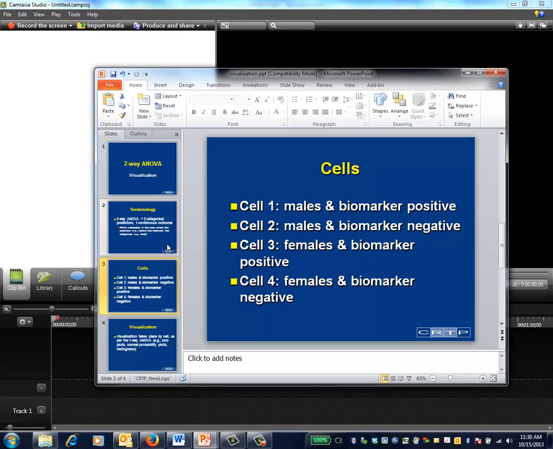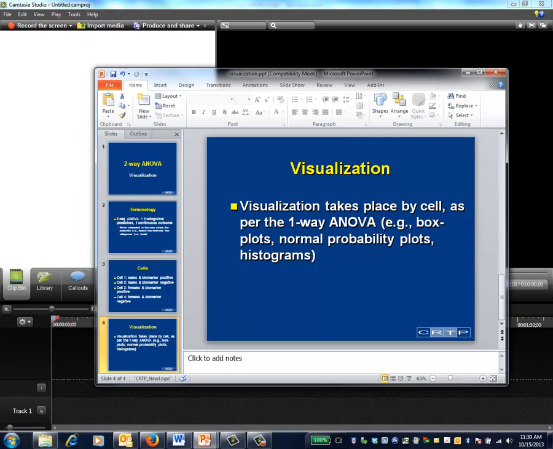As more terminology, cross-classifications of the predictors are called cells. For a two-way ANOVA where each predictor has two levels, 4 cells are formed, as illustrated on the slide. The visualization exercise takes place within cells, no differently than what you've already studied in the one-way ANOVA module. For example, you can use histograms, box plots, normal probability plots, and so forth.